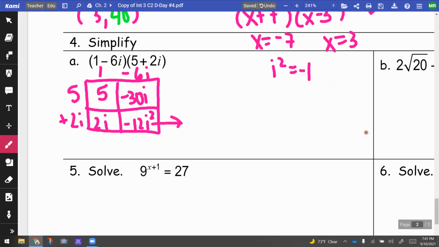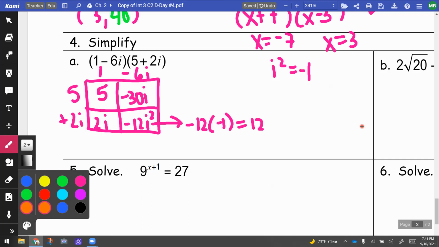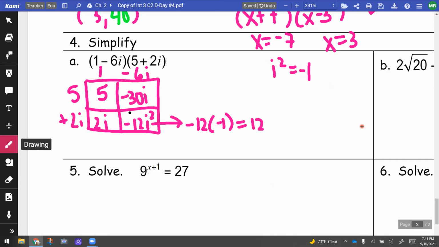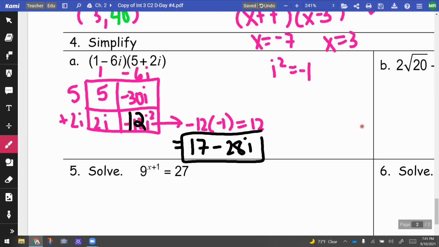So this -12i squared is really going to be a -12 times a -1, which is 12. So this right here, let me write it in black, is really going to be 12. Okay. So that means I am going to get 17 minus 28i as my answer. And again, let me just take this off. It really was a -12i squared, which is going to be a positive 12.